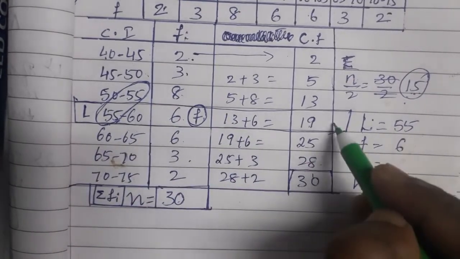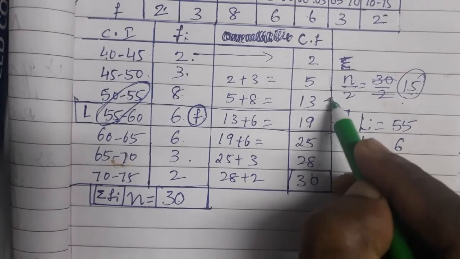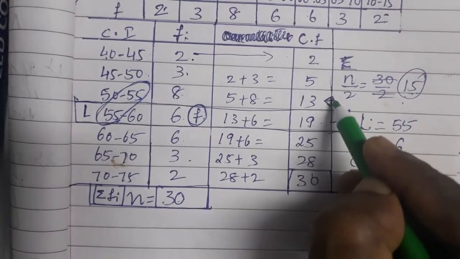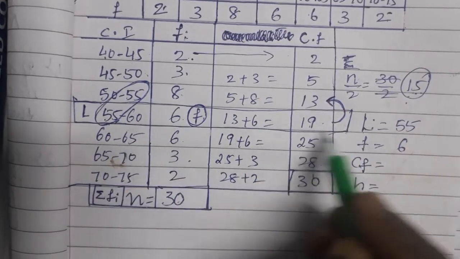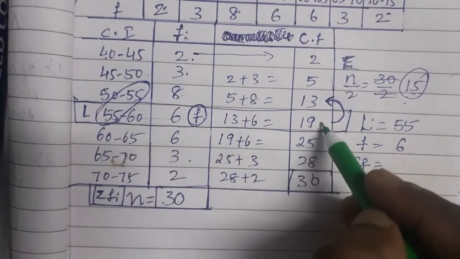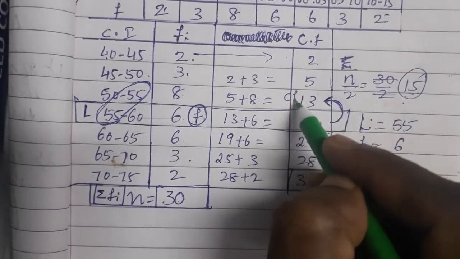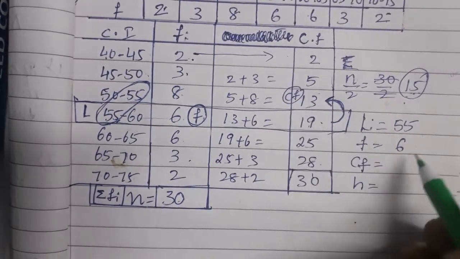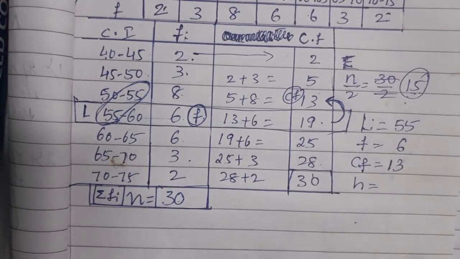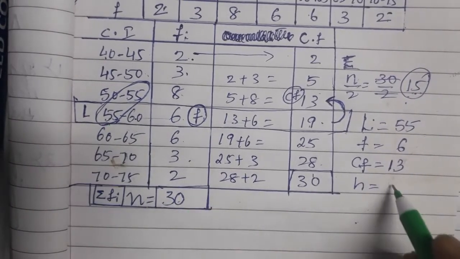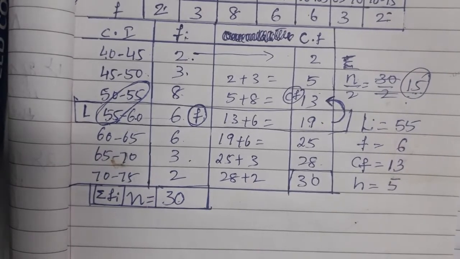6. Cumulative frequency, as I told you, it is the preceding number. Cumulative frequency is the preceding frequency of the modal class interval. So this is the modal class interval row. Preceding to this is 13. This is CF. What is CF? CF is 13. You have to remember. Then what is the size of the class interval? 60 minus 55. 5 is the size of the class interval.